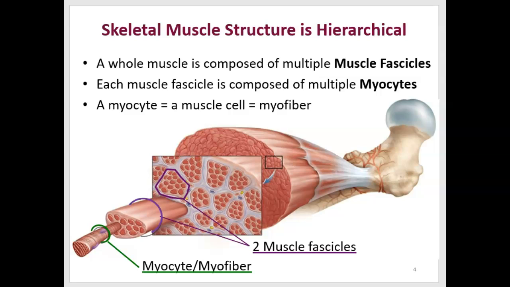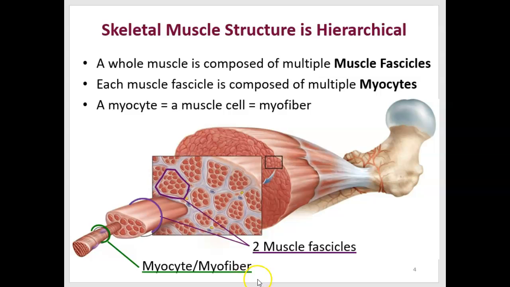Skeletal muscle structure is hierarchical. That is, we can break down a skeletal muscle into individual subunits. So a whole muscle is composed of multiple muscle fascicles. I have a couple of the muscle fascicles circled in purple. Then secondly, each muscle fascicle is composed of multiple individual myocytes. And I have one myocyte circled in green in this picture.